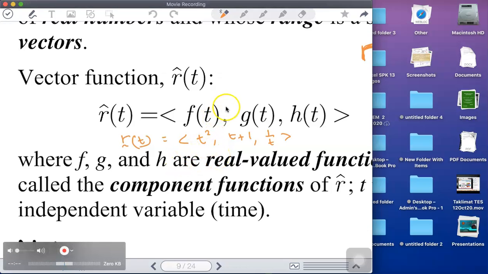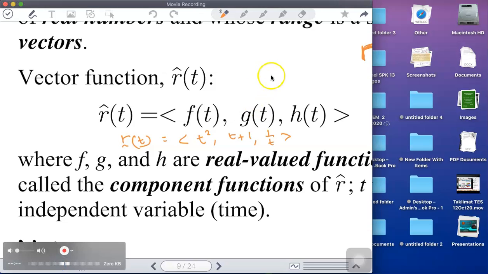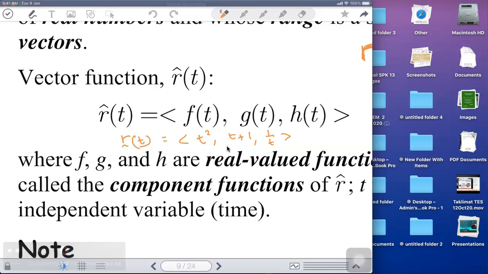Can we have a vector function in terms of x, y, z? Yes, we have that, but the way you want to represent the function is different. For your information, if you have a vector function in terms of t, so all the functions here are in terms of t, then the graph of the vector function is a curve in space.